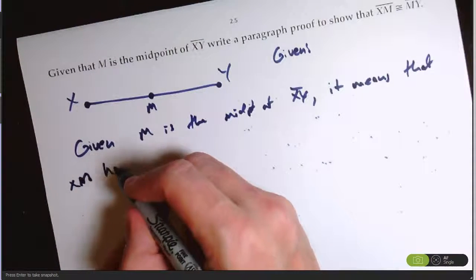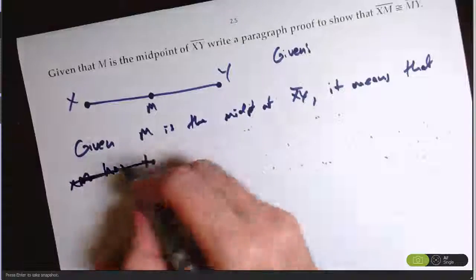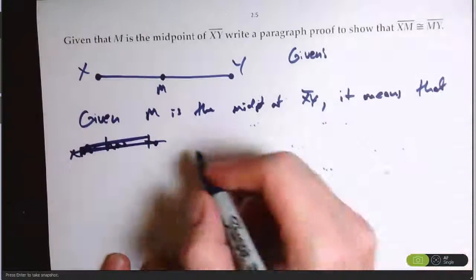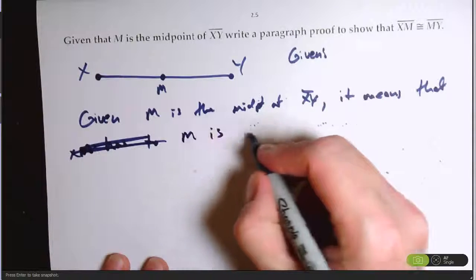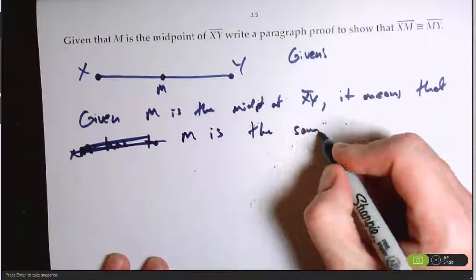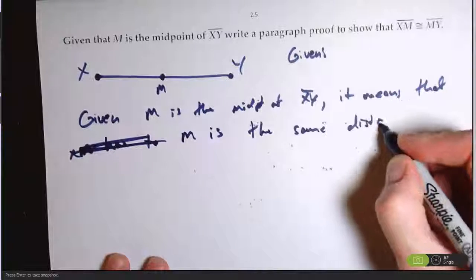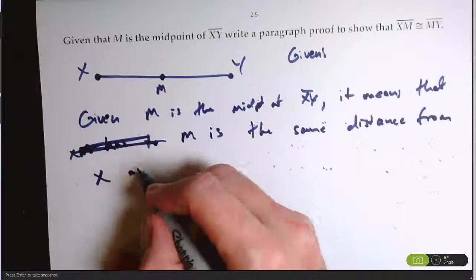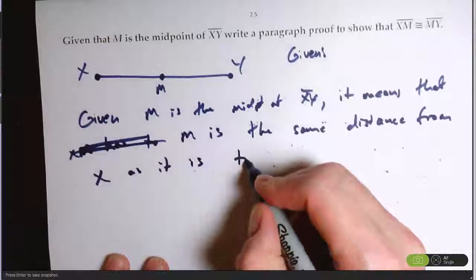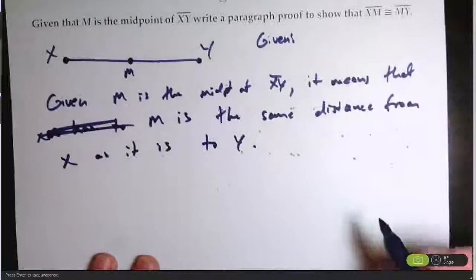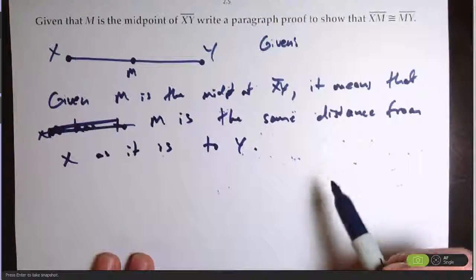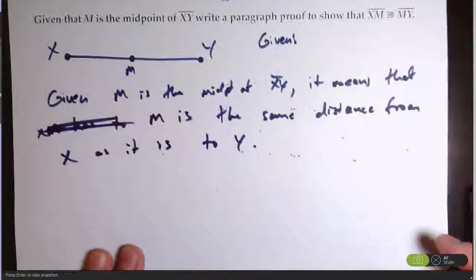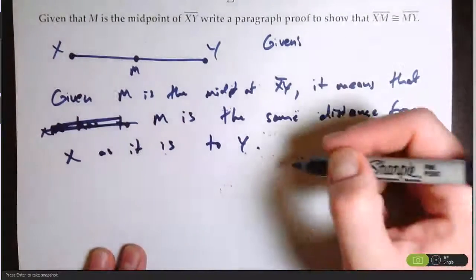that M is the same distance from X as it is to Y. Okay, I know it's super sloppy, but hopefully you can understand the words I'm saying. I'm just trying to write it quickly because it would take forever to do all this on video.